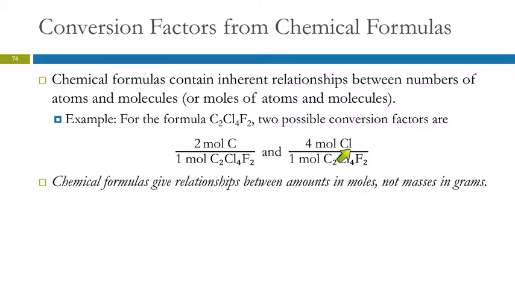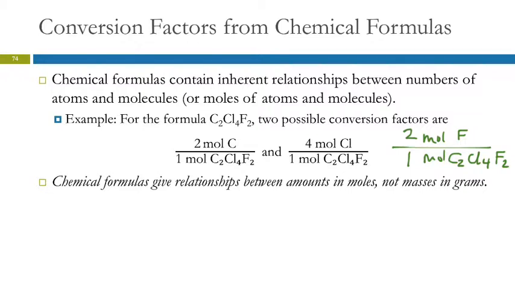I could also do chlorine in the compound. So there's 4 moles of chlorine in 1 mole of the compound. What if I was interested in the fluorine? If I wanted moles of fluorine related to moles of that compound. How many moles of fluorine are in 1 mole of the compound? 2. It's right there in the formula. F2. 2 F's in 1 of those.